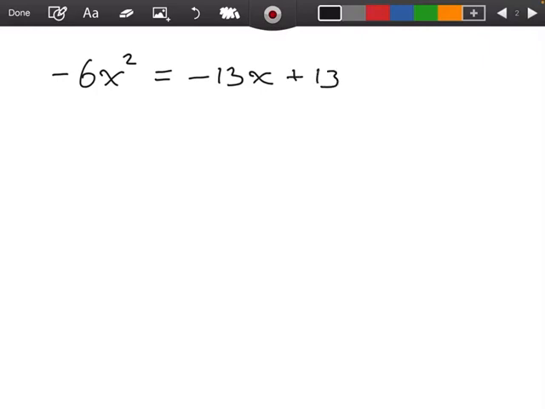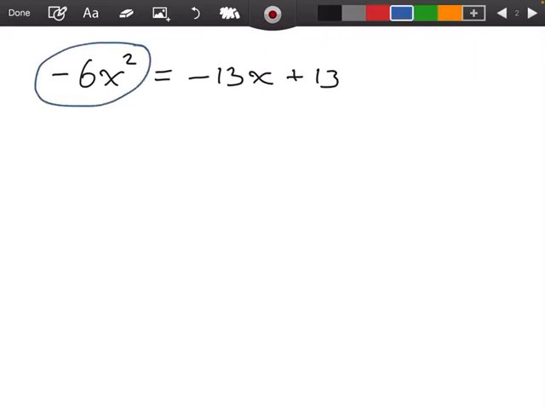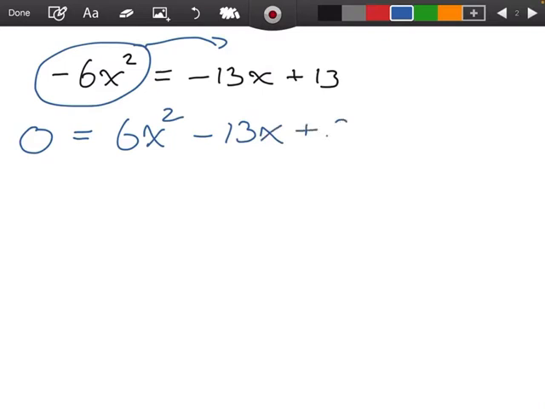One thing I recommend, guys, is when we're going to solve these quadratic equations with x squared, I don't want the term with the x squared to be negative. I think it makes the problem more complicated when we use the quadratic formula. It's a lot easier if we move that term over to this side so that now we have 0 equals a positive 6x squared, because we crossed the equal sign, minus 13x plus 13. And then I'm going to use the quadratic formula.